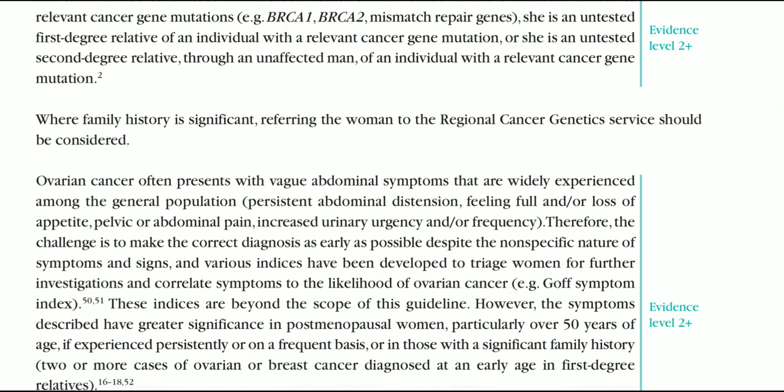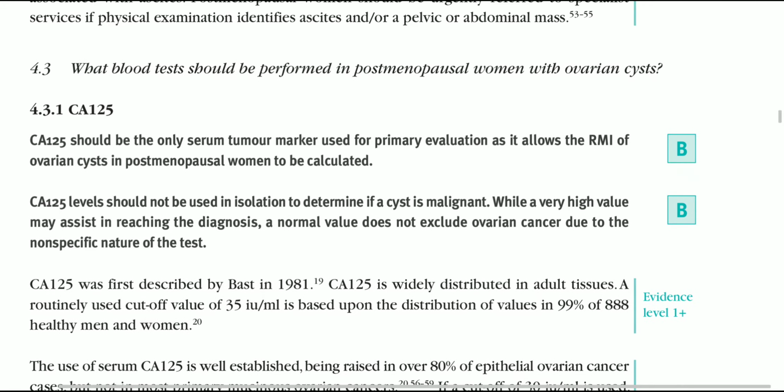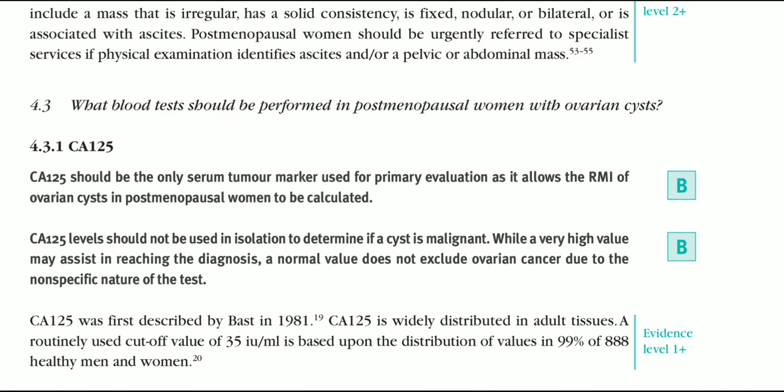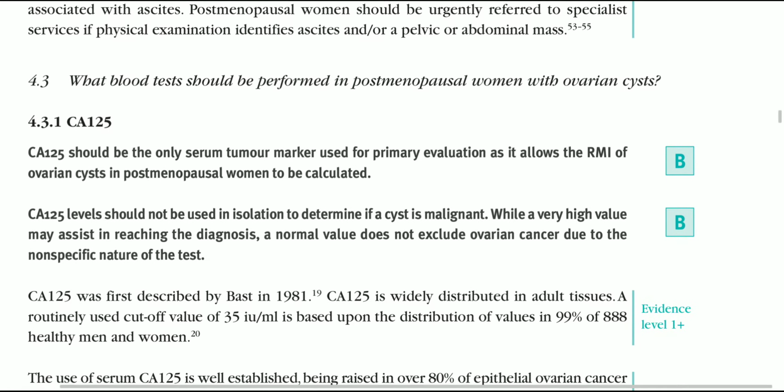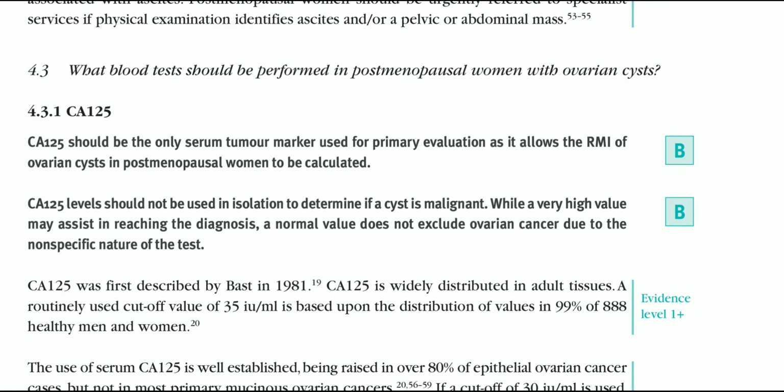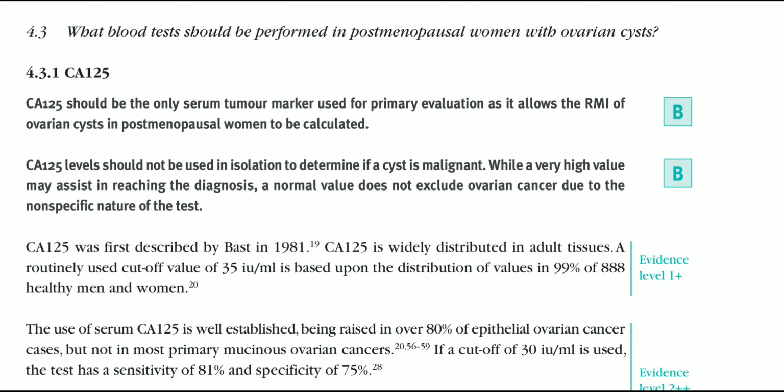Okay, now coming to the point 4.3, what blood test should be performed in postmenopausal women with ovarian CA. As we know, CA-125 should be the only serum tumor marker for the primary evaluation, as it allows RMI calculation in postmenopausal women to be calculated. And CA-125 level should not be used in isolation to determine if the cyst is malignant. Okay, and while a very high level may assist in the diagnosis, a normal level does not exclude the diagnosis.